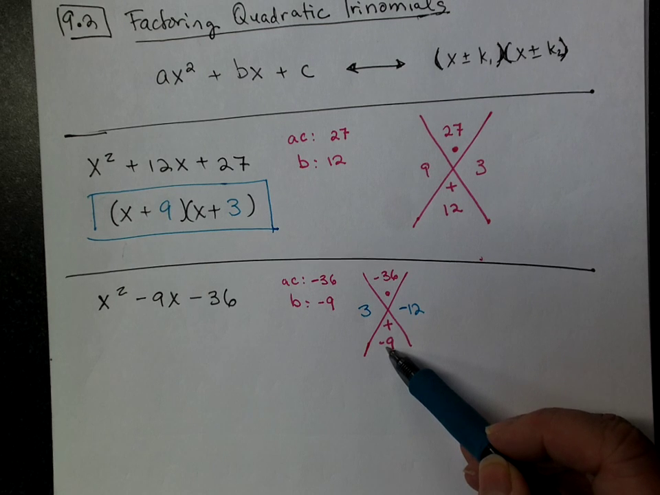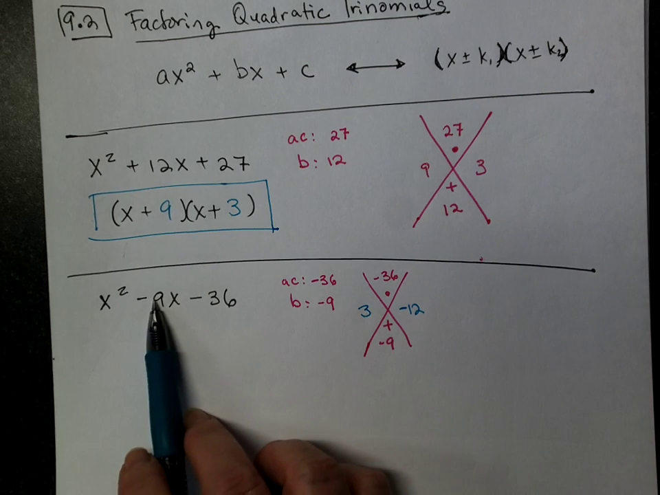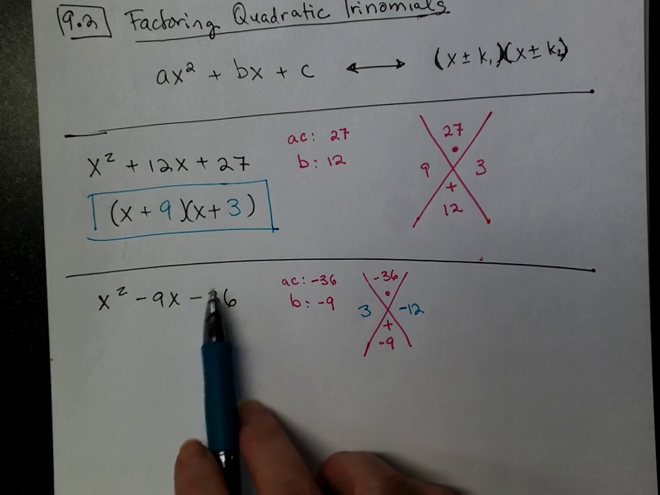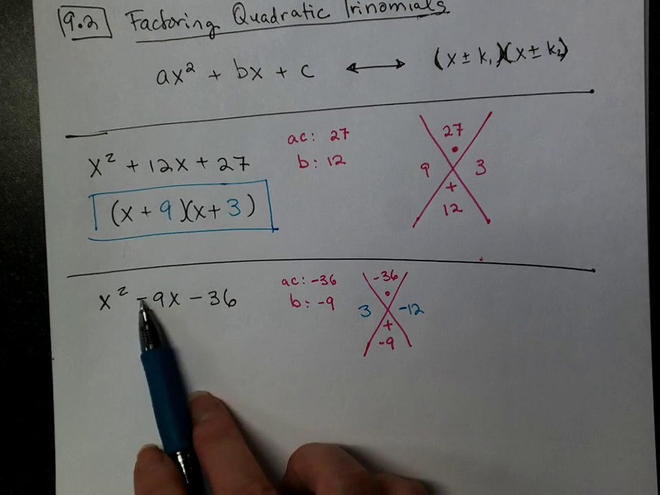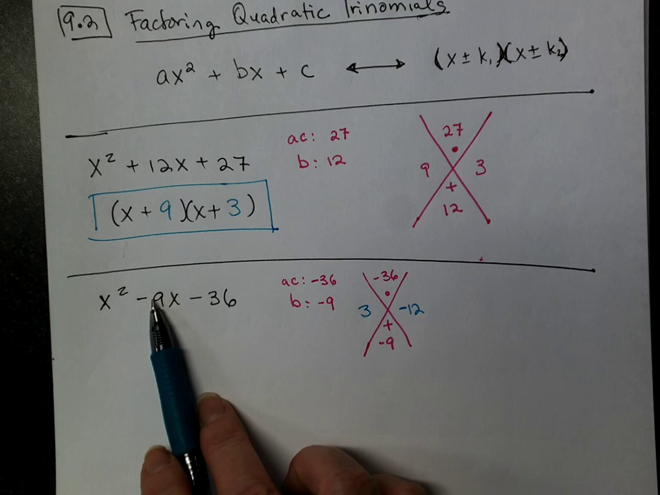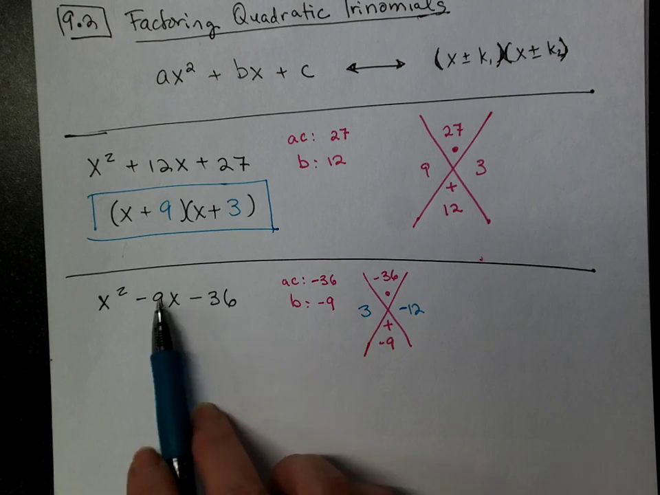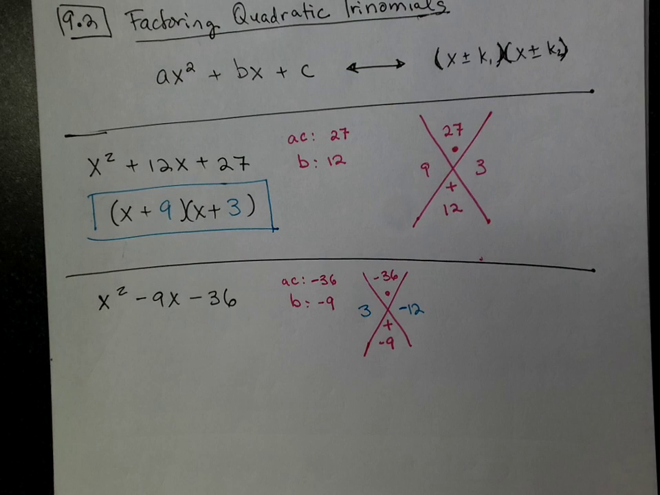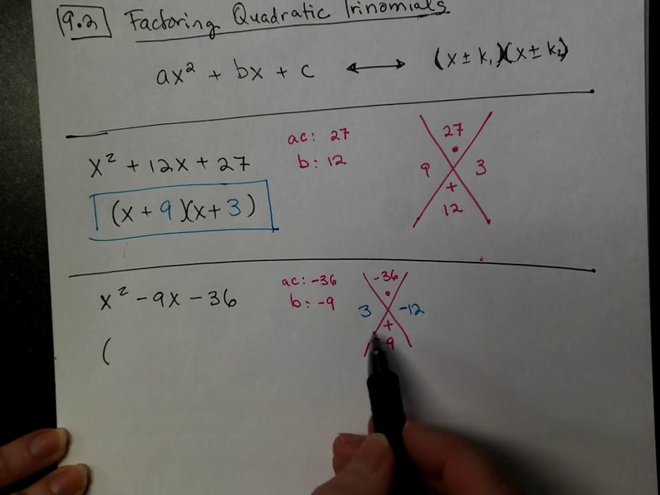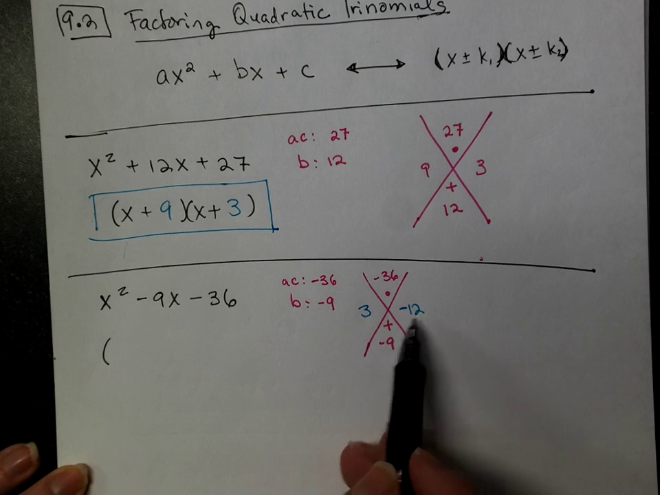Okay. And so that means that your B might be positive or might be negative. It could go either way. If you've got a negative C, you've got a mix of signs. It doesn't matter what this is. It's still going to be one positive, one negative, which can give a positive or a negative B. So the order doesn't matter in your factors, but what sign it is does.